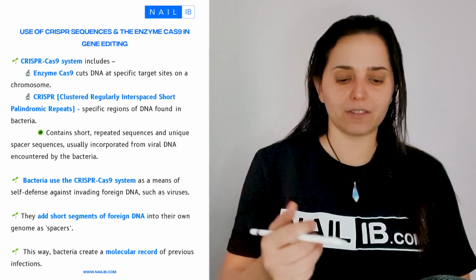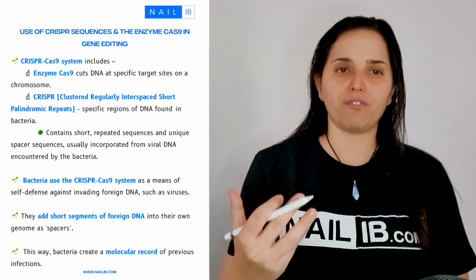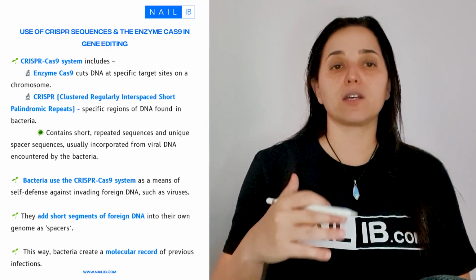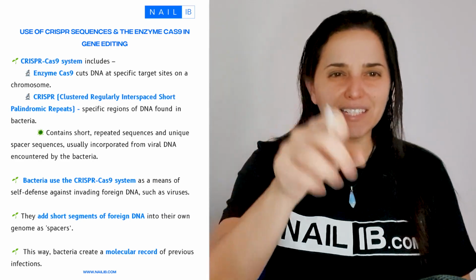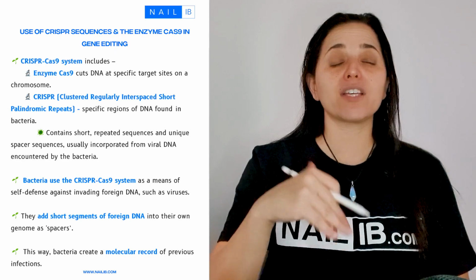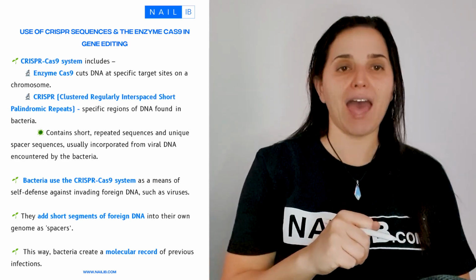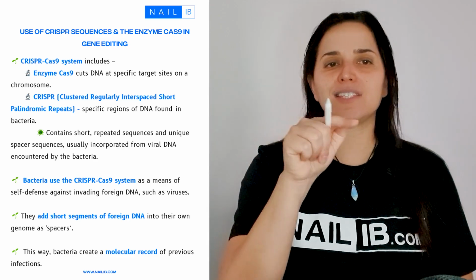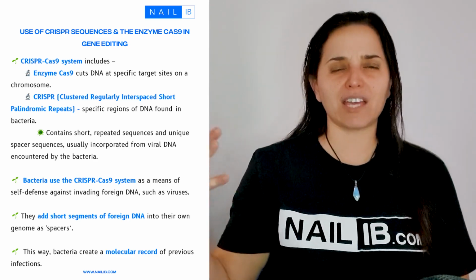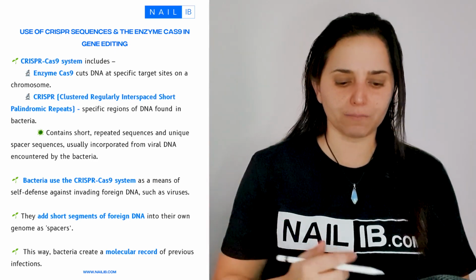Now, how do they do that? It's their way of self-defense. Whenever there's a virus that wants to attack a bacteria, and the virus always wants to put some kind of DNA inside of that bacteria, the bacteria has a way of saying, I'm going to tag you. So next time you try to attack me, I know exactly what the sequence of your DNA is. So that's what the CRISPR-Cas9 does when it comes to bacteria.